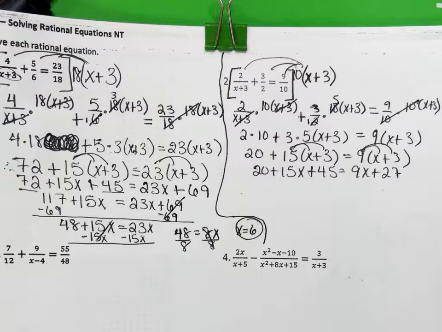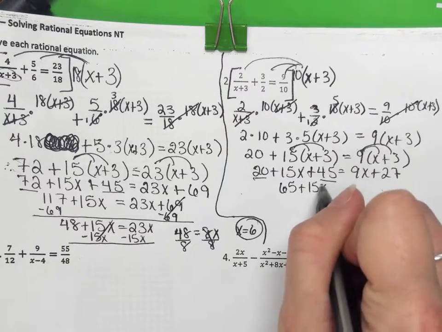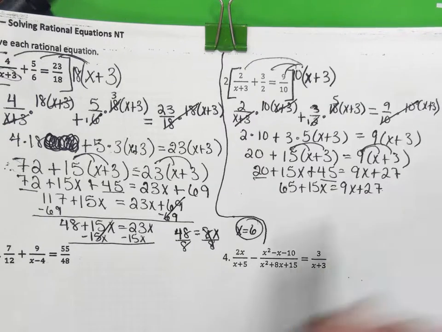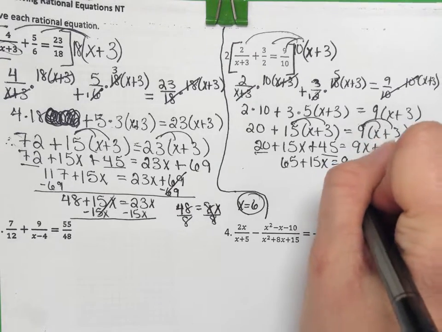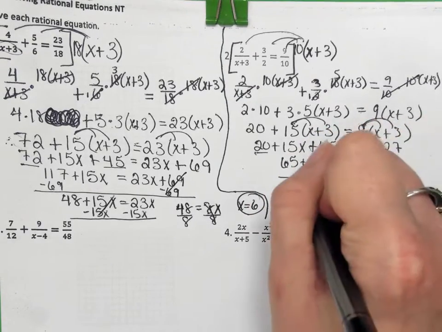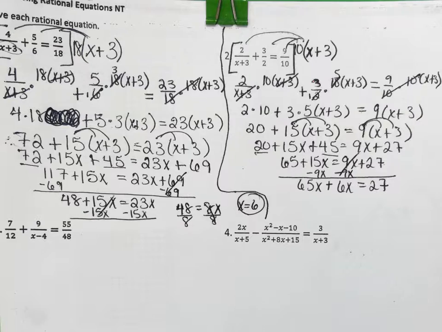Alright, so Kyra, now we're going to do the same thing again. We're going to combine like terms. So you got 20 and you got 45. You can add those together and get 65. Okay? And then you still got like terms. You got 15x and 9x, so I'm going to move the 9x by subtracting it. Oh, there's no x there. Maybe I should write that out.